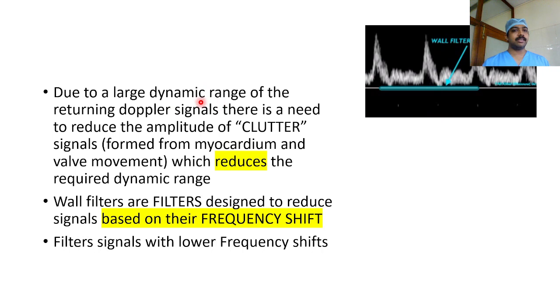Due to the large dynamic range of the returning Doppler signal, there is a need to reduce the amplitude of the clutter signal, which reduces the required dynamic range. So wall filters are filters designed to reduce the signal based on the frequency shift. So they filter signals with lower frequency shift.